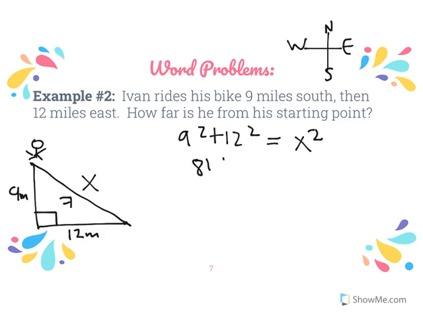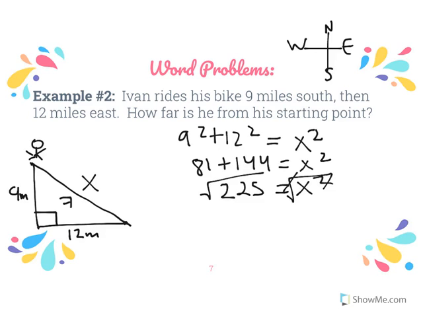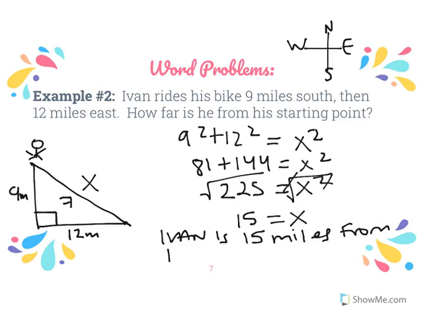So now 9 times 9 is 81, plus the 12 times 12 is 144, and we still have x squared that we are unable to simplify. Then we are going to add the 81 to 144. You take your x squared, you're going to square root this in order to cancel out the squared and square roots. Square root of 225 is 15, and that is our x value. So what we just figured out again is Ivan is 15, make sure you're putting those units, miles, from the starting point.